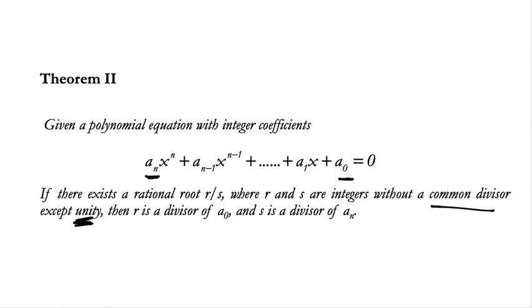If there exists a rational root r over s, where r and s are integers without a common divisor except unity, except 1, then r is a divisor of a naught and s is a divisor of a n. That means if you want to find the root for this kind of polynomial equation, which you cannot solve using theorem 1, then you need to find a divisor for a naught, the constant, which we call r. You also need to find a divisor for a n, which we call s, and then find the ratio between these two divisors. And if the ratio works to give 0, then that's the root basically. Okay, that's the root.